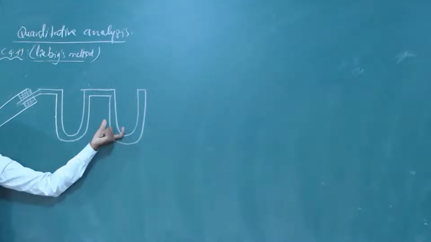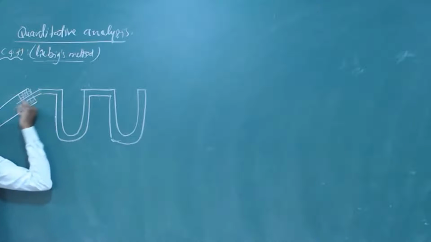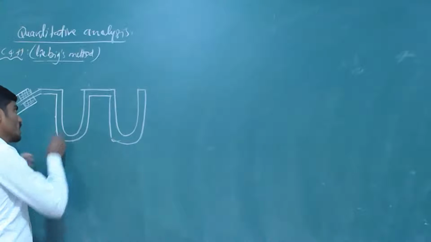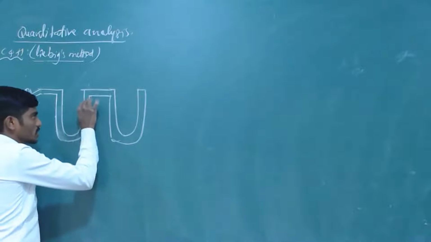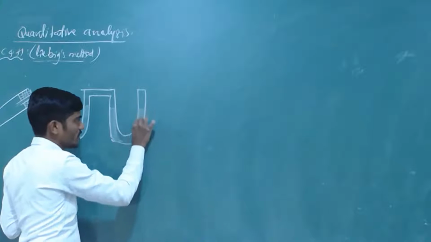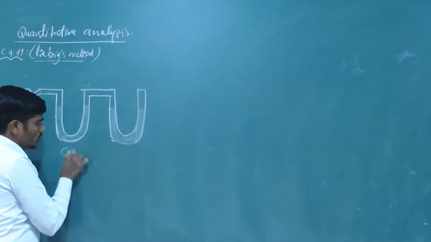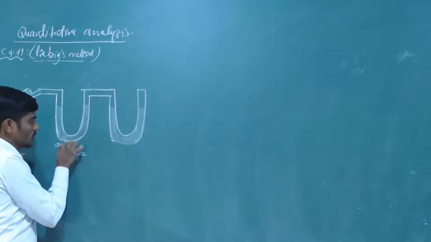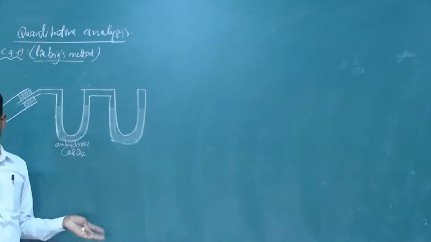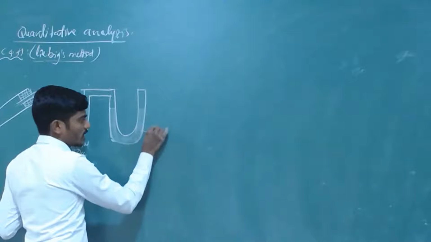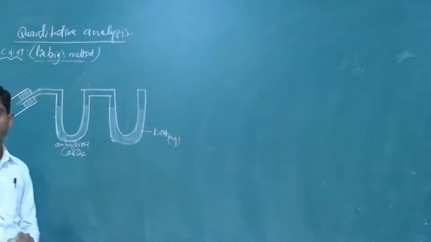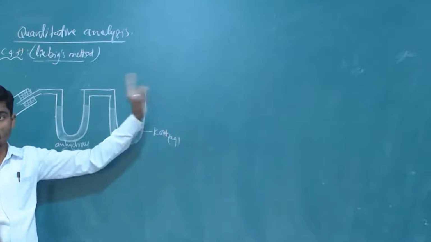Two U-shaped tubes are connected in series and connected to the heating tube. The one U-shaped tube contains anhydrous calcium sulfate, CaSO4. In the previous case, we have taken copper sulfate. We can take copper sulfate also, no problem. And the other contains aqueous KOH solution. Lime water, we can take lime water also, no problem.